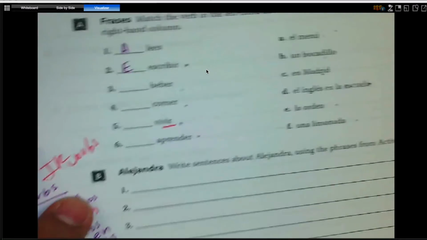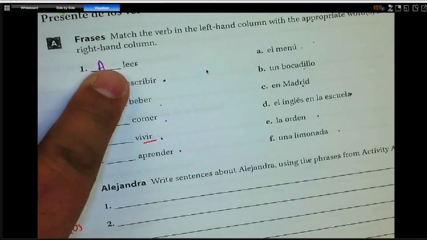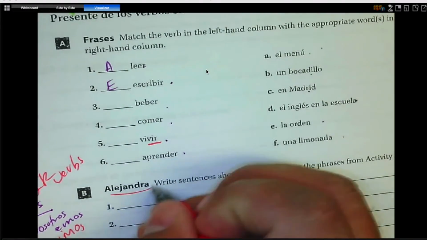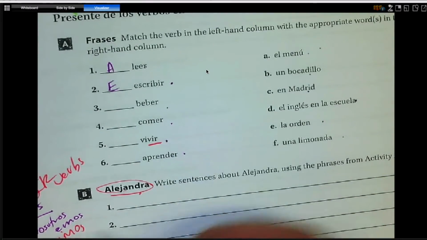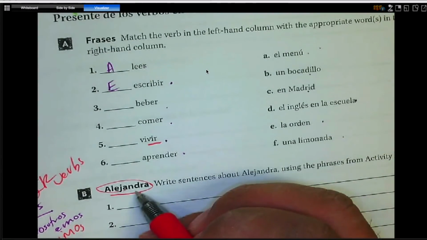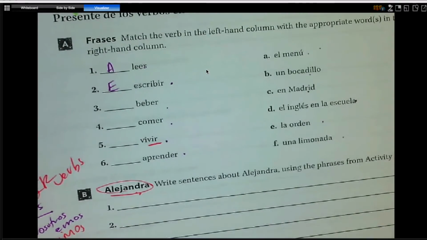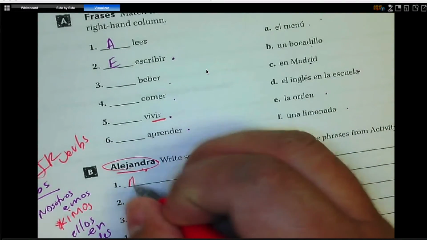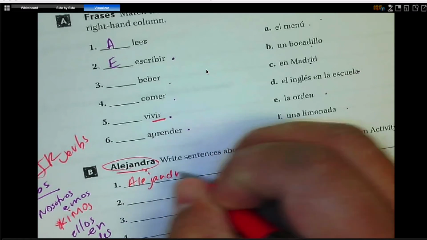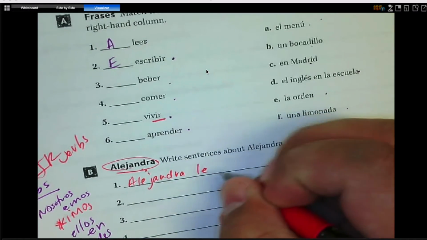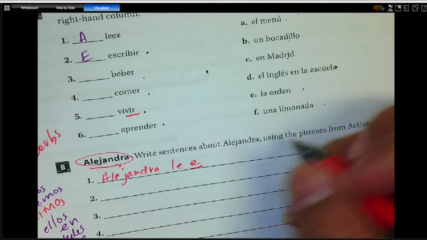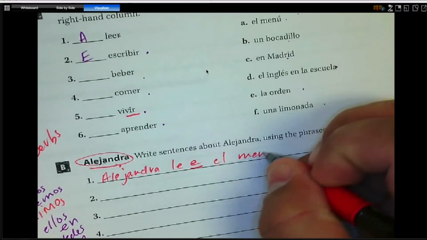Anywho, so we're going to take one of these verbs here on the top, and we're going to make a sentence, right? Alejandra is our subject, right? So if we was to use a pronoun for Alejandra, that would be ella. So that means that we would use the e, right? We would use e for the ending of the verb, right? So number 1 would be Alejandra, right? And then we drop the ending of leer, and we write the e there, right? So Alejandra lee el menú.